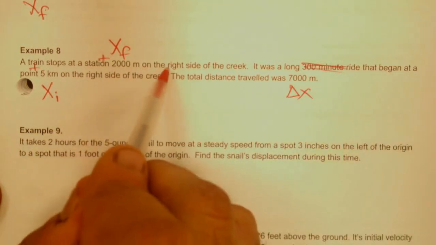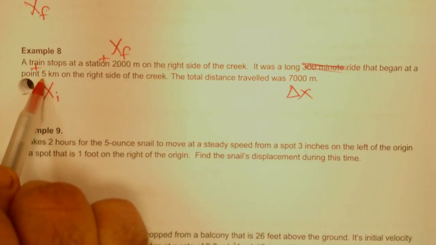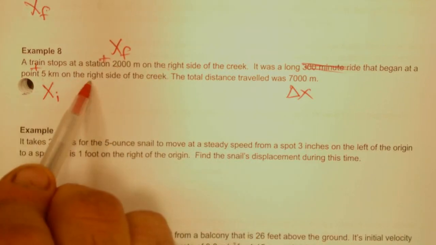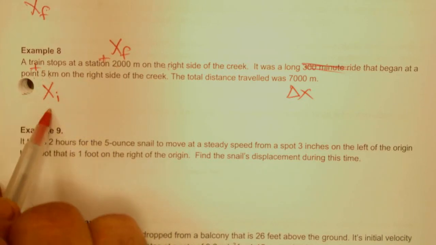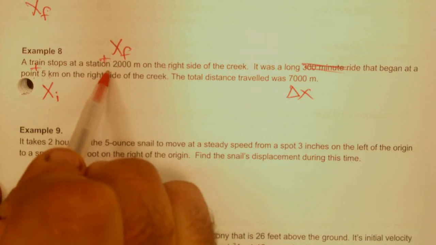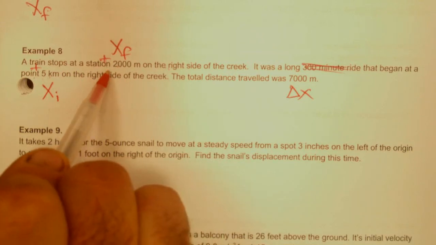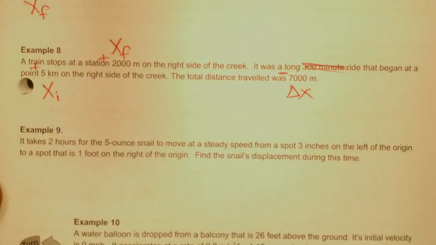Now, it was 2,000 on the right. It ends up 5,000 meters or 5 kilometers on the right. So it's moving more and more. Whoop! It started off, I said it wrong. It started off, x sub i, at 5,000 meters, 5 kilometers. That's really far away. It ends up closer. So it is moving to the left. So this is going to be negative.